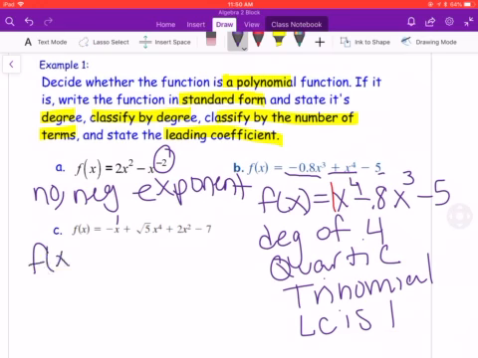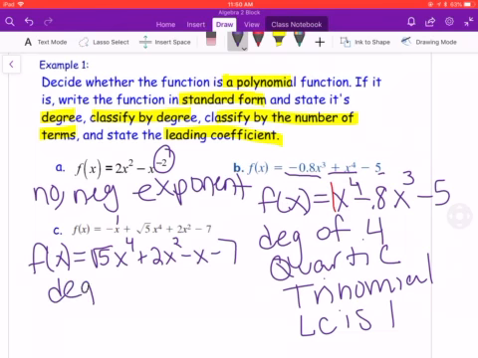Write it in standard form. It would be f of x. The highest exponent is x to the 4th. So square root of 5, square root of 5, I meant to write, x to the 4th comes first. Then positive 2x squared. Then negative x minus 7.